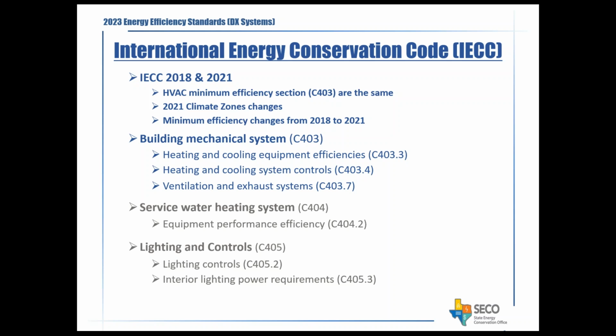C403.7. For other areas, like service water heating and lighting controls, there are different sections, and I've just listed them for information only. I just want to make sure that everyone is familiar with the International Energy Code and where to find the minimum efficiencies for equipment.